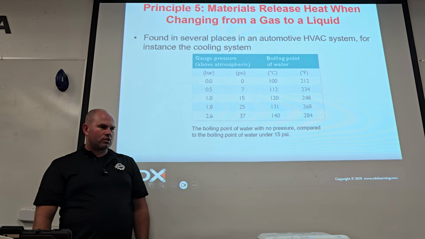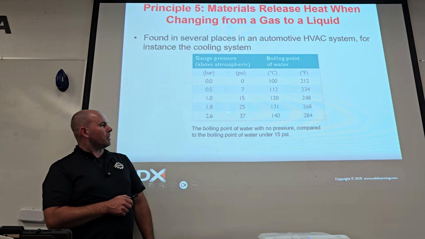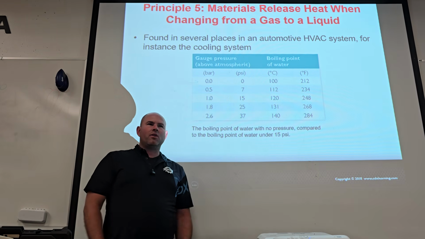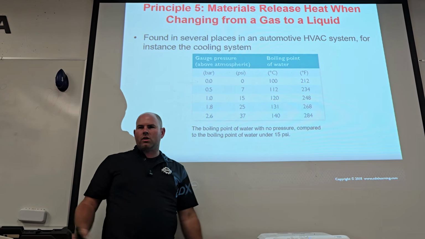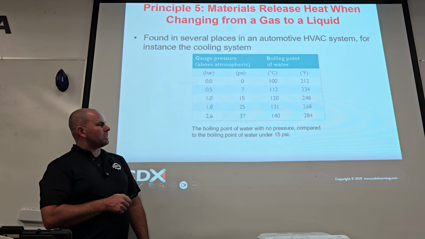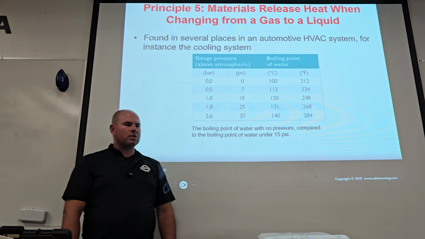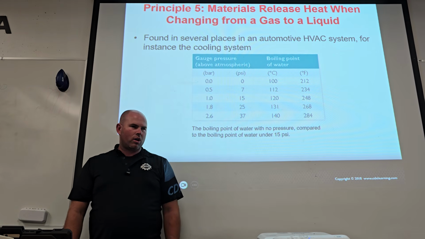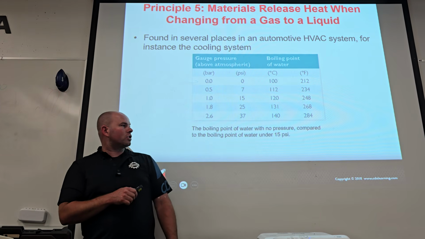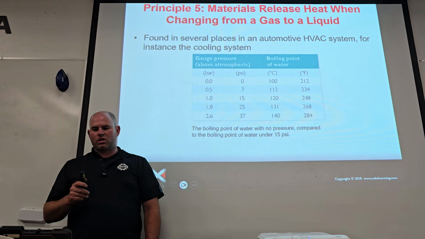That's why we can run up to 240 in our cooling system, because we're running about 15 psi. If you wanted to run hotter because you found it's better for emissions and better for fuel economy or whatever, you could run up to 2.6 bar, which is 37 psi. You could get to 140 Celsius. You can run all the way up to 284 degrees Fahrenheit before the water boils. Right? So those are real numbers. That's the chart showing you. Your boiling point changes with pressure.